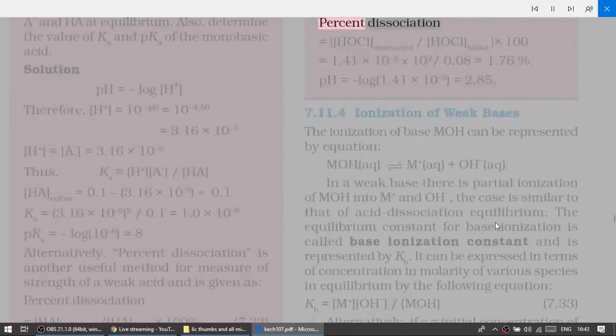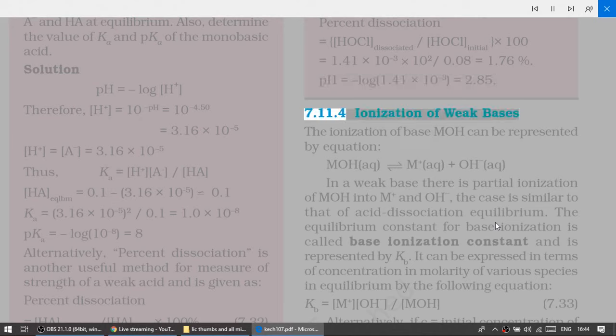Therefore, percent dissociation = [HOCl] dissociated/[HOCl] initial × 100 = 1.41 × 10⁻³ × 100/0.08 = 1.76%. pH = −log(1.41 × 10⁻³) = 2.85.